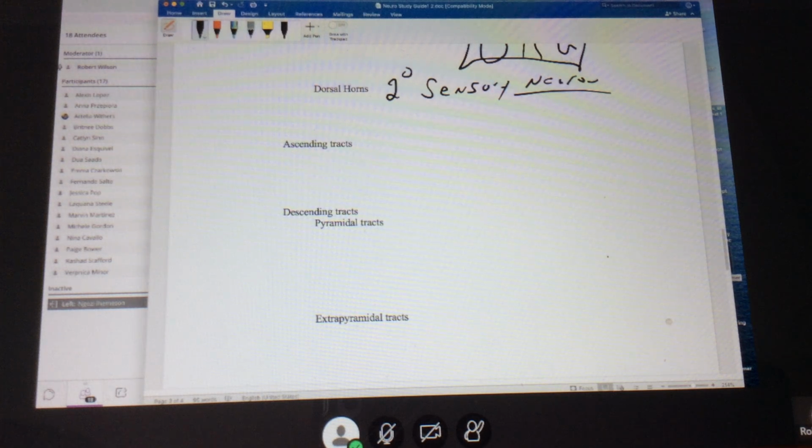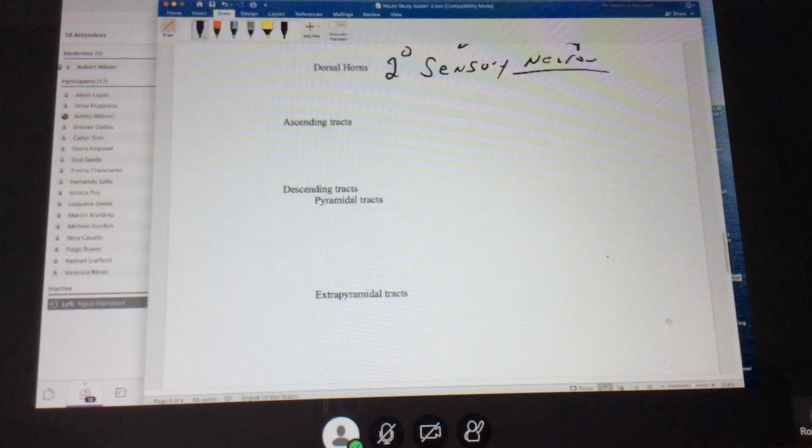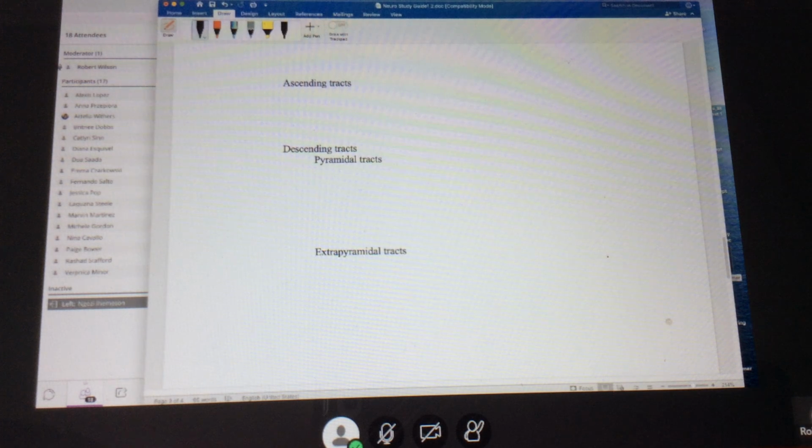And they don't synapse immediately. They synapse again in the nucleus and the medulla. Again, I'll show you that on the picture. Your descending tract is your pyramidal tract. All right, so again, that's your lateral corticospinal tract or your anterior corticospinal tract.